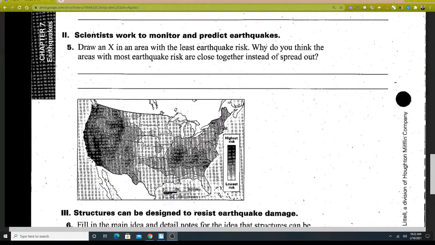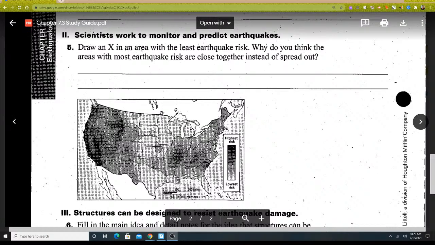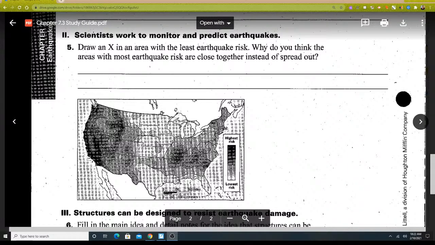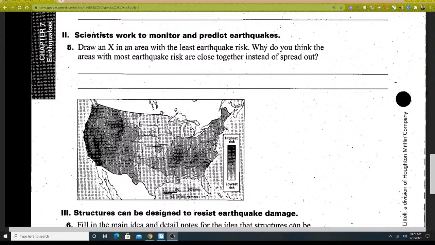Question number 5, when you're looking at this map of the United States, the darker areas are higher risk, the lighter areas are lower risk from earthquakes. It says draw an X on or in an area with the least risk for an earthquake. Why do you think the areas with the most risk are close together instead of spread out? So when you look at this map, the dark areas are right here and right here along this area. Why are these all kind of close together? That's the second question. The first question, part of it was draw an X where there's least. When you look at least, that's kind of up by us. Why are we in an area where there's not as great of a risk?